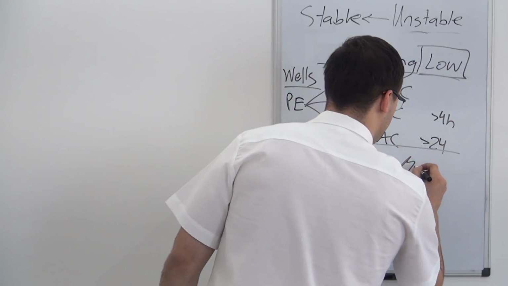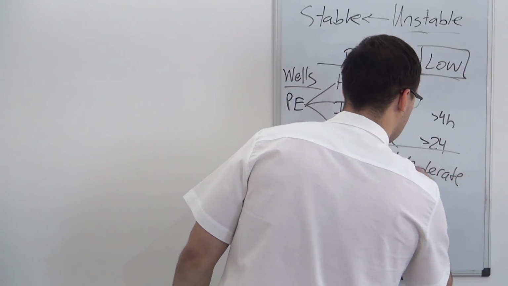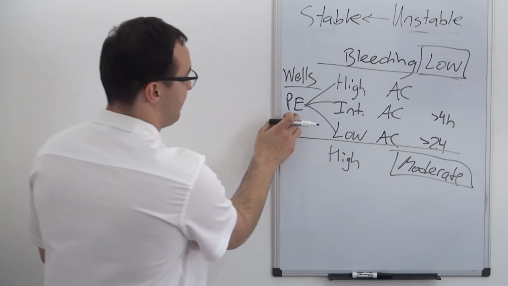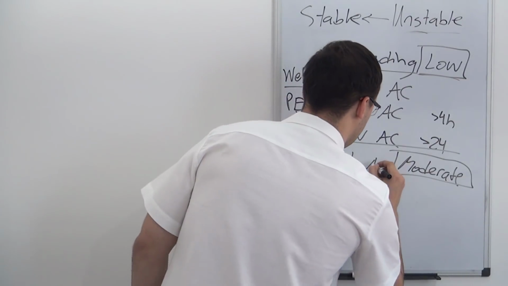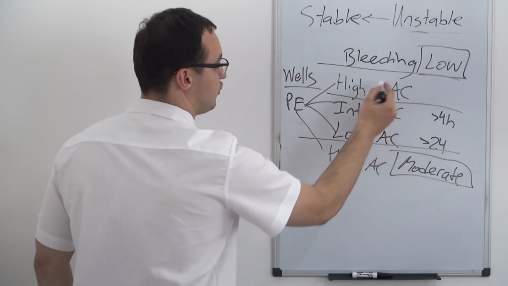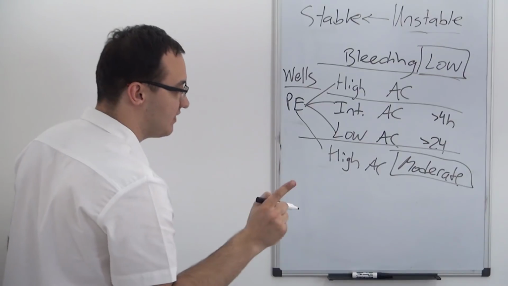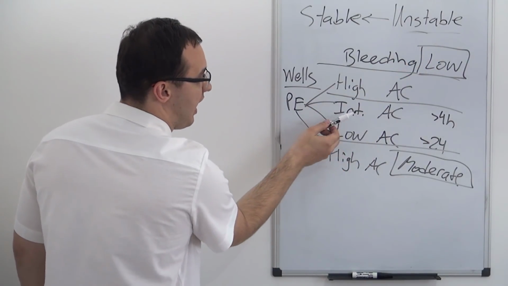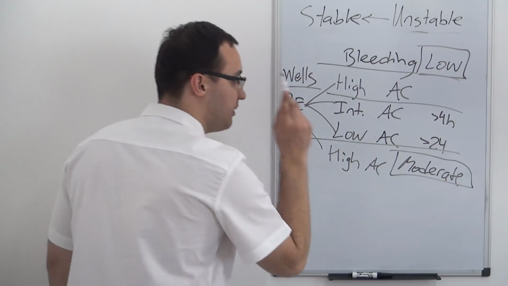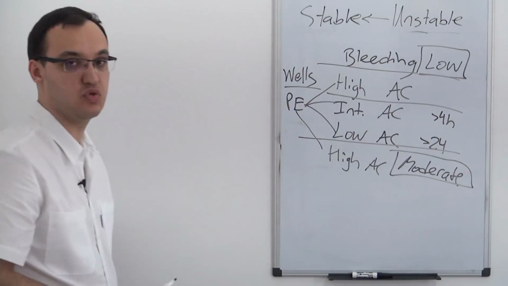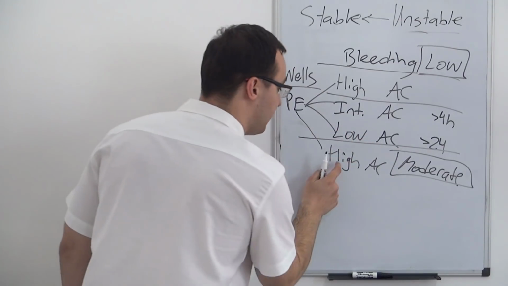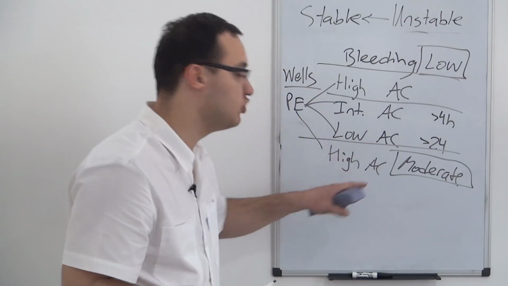What do I do when the bleeding is moderate? Then I only anticoagulate when the probability here is high. Then I do an anticoagulation. As you see, I did it here also. When the probability is high, I give anticoagulation. But when the bleeding was low, I also anticoagulated in intermediate risk, and I also anticoagulated low risk, depending on how long it takes for the diagnosis to take place. But in moderate risk bleeding, I don't care about intermediate or low. I only care about if the probability is high for pulmonary embolism, then I will do anticoagulation.